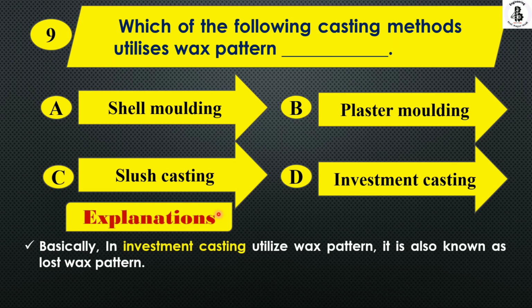That is also known as the lost wax pattern, a casting methodology used for mass production. This process is implemented where there are difficulties with respect to shape and integrated parts, or a highly complex design. So you can use the investment casting process, and the pattern is made with a wax material. So the right answer is option D, investment casting.